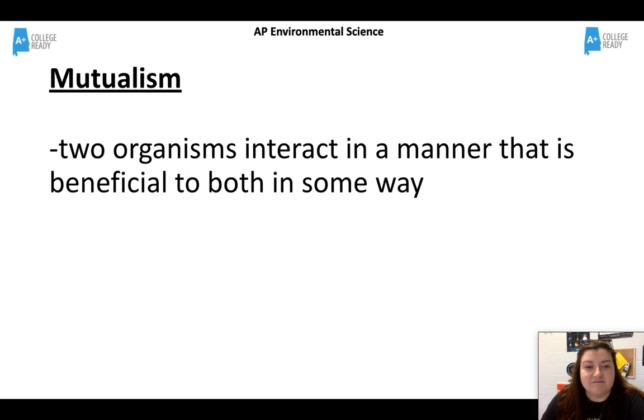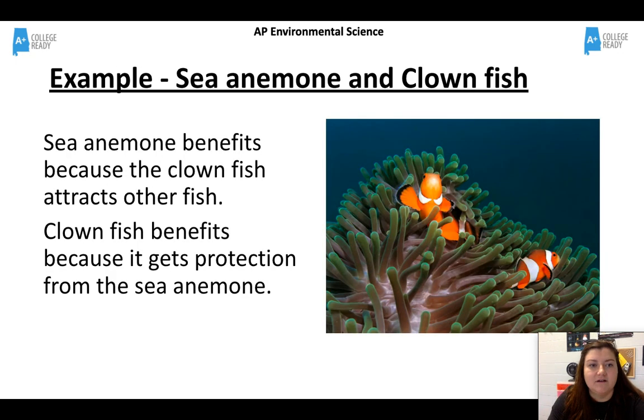All right, so mutualism, two organisms that are interacting in a way that is beneficial to both in some way. So it's mutually beneficial, right? Easy to remember, that root word, we got that one. The example, have we seen Finding Nemo? I assume we have. If you haven't, what are you doing?